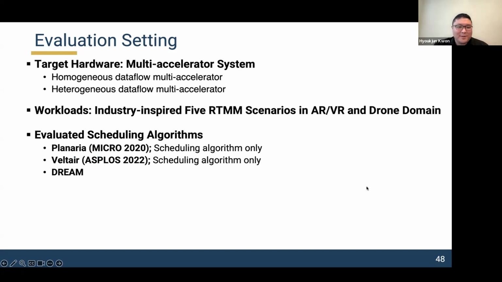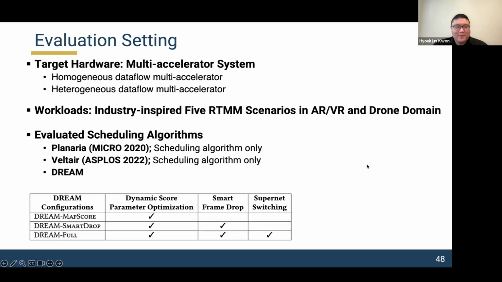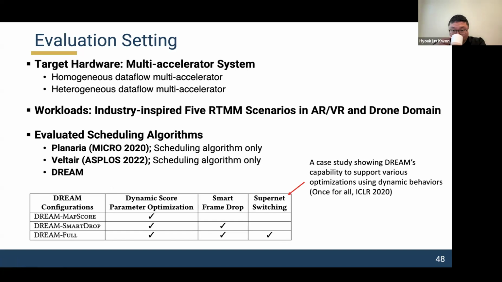And we evaluated these scheduling algorithms. We had three variants of our scheduler, which include only the score-based optimization, smart frame drop and score-based optimization, and the supernet switching, which is previous work from another group, as one example of operator-level or layer-level dynamic behavior. This is just a case study to show our scheduler's capability to incorporate dynamic behaviors.